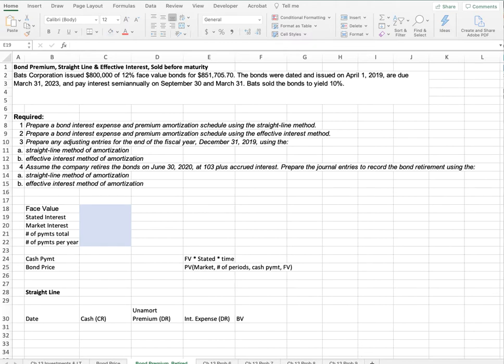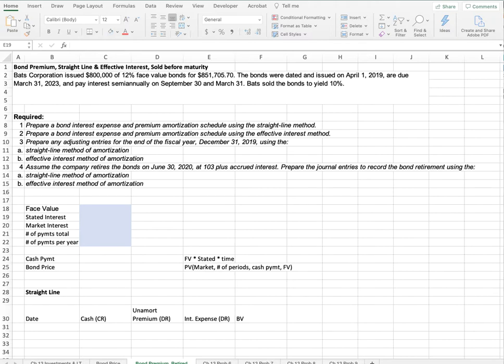Bats Corporation issued 800,000 of 12% face value bonds for 851,705.70. The bonds were dated and issued on April 1st, 2019, are due March 31st, 2023, and pay interest semi-annually on September 30th and March 31st. Bats sold the bonds to yield 10%.